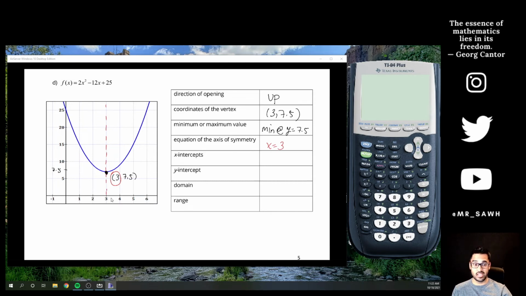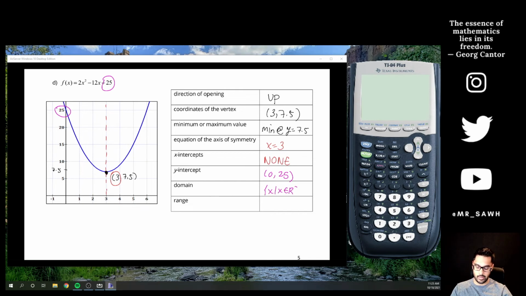X-intercepts. This time, it doesn't cross the x-axis. There are none, and sometimes that's possible. There are no x-intercepts here. There is, however, still a y-intercept, and you can see it either from the graph at 25 or in your equation at 25 as well. So my y-intercept is going to be when x is 0, y is 25. There's my point.